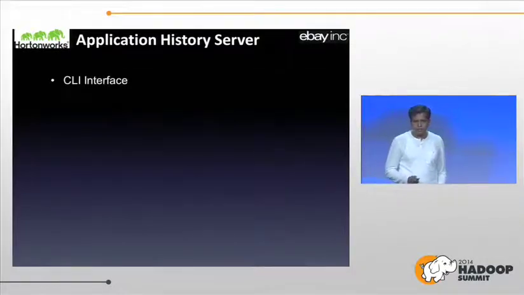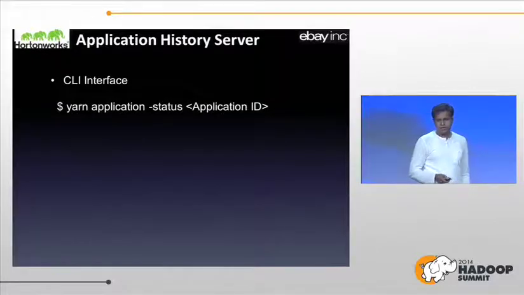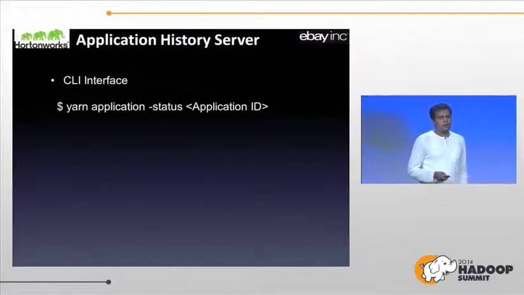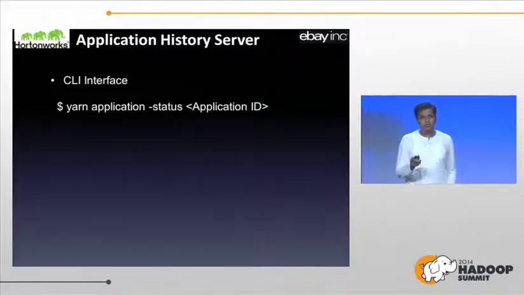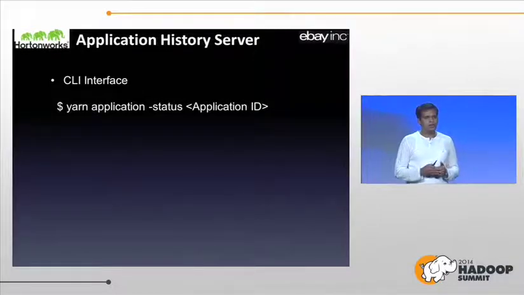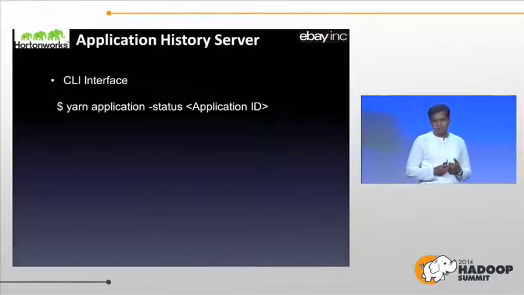The CLI interface is very simple. You just do a yarn application status with the application ID, and you'll get all the data. And this is seamless. I mean, there is no specification of the history here. If the application is running, it will get the data from the RM. And if the application is finished, it will get the data from the history server. So that is seamless. It is the same interface for a running application or a completed application. There is no new interface for the users.